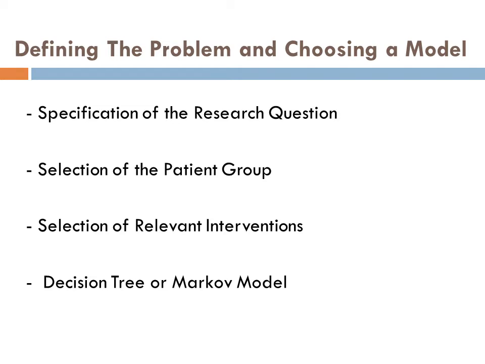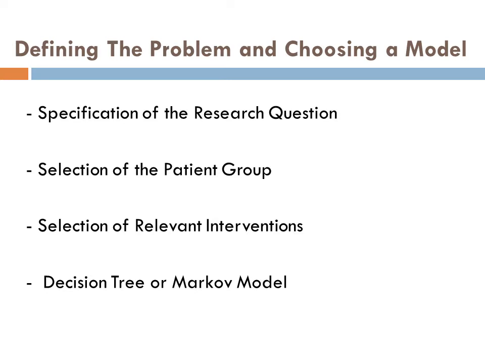So before we do that, I just want to think briefly about how you would define the problem and choose a model that you would use for your economic evaluation. So the steps in doing this would be a specification of the research question. So that would involve selecting the relevant health area, selecting the patient group that you wanted to be included in your economic evaluation, and selecting the relevant interventions that would form the two or more alternative courses of action to analyse. So in many cases, the relevant intervention will be a gold standard versus a new intervention.